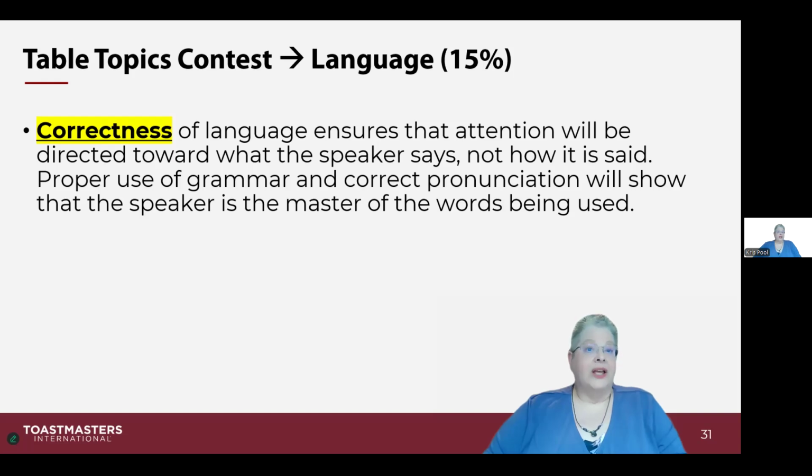Correctness of language. This is going to ensure that the attention is directed toward what the speaker says, not how it is said. Proper use of grammar, correct pronunciation. This is going to show that the speaker is the master of the words being used. You can score up to 5 points for the correctness.